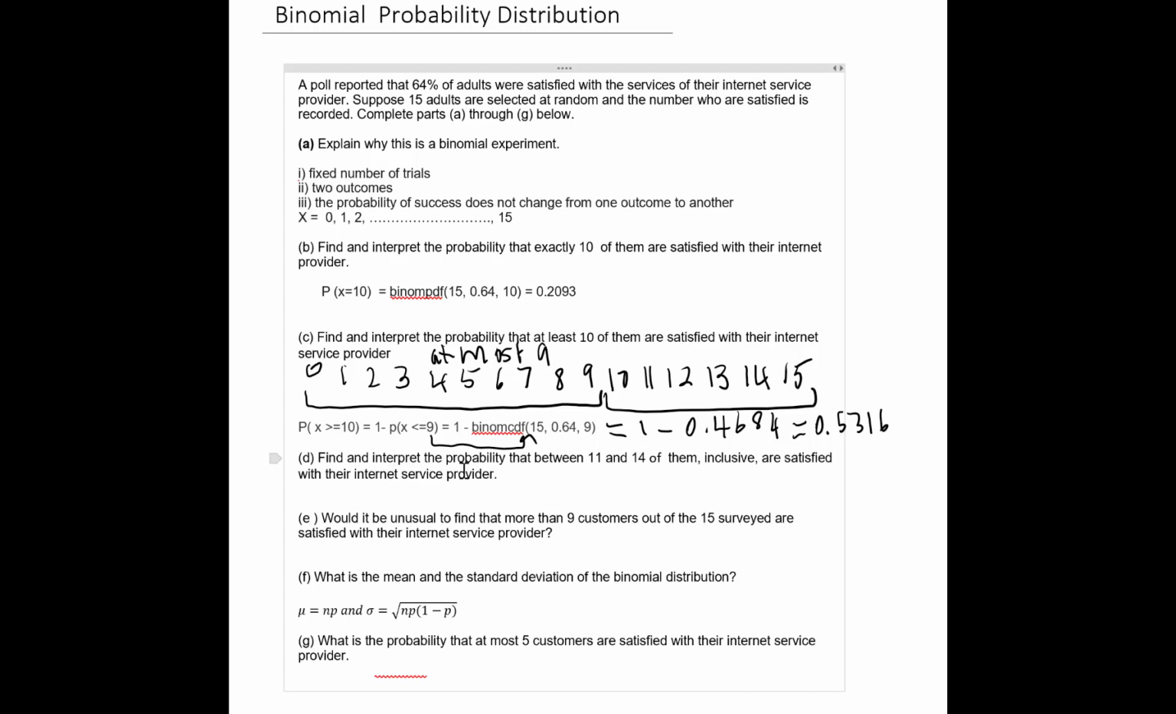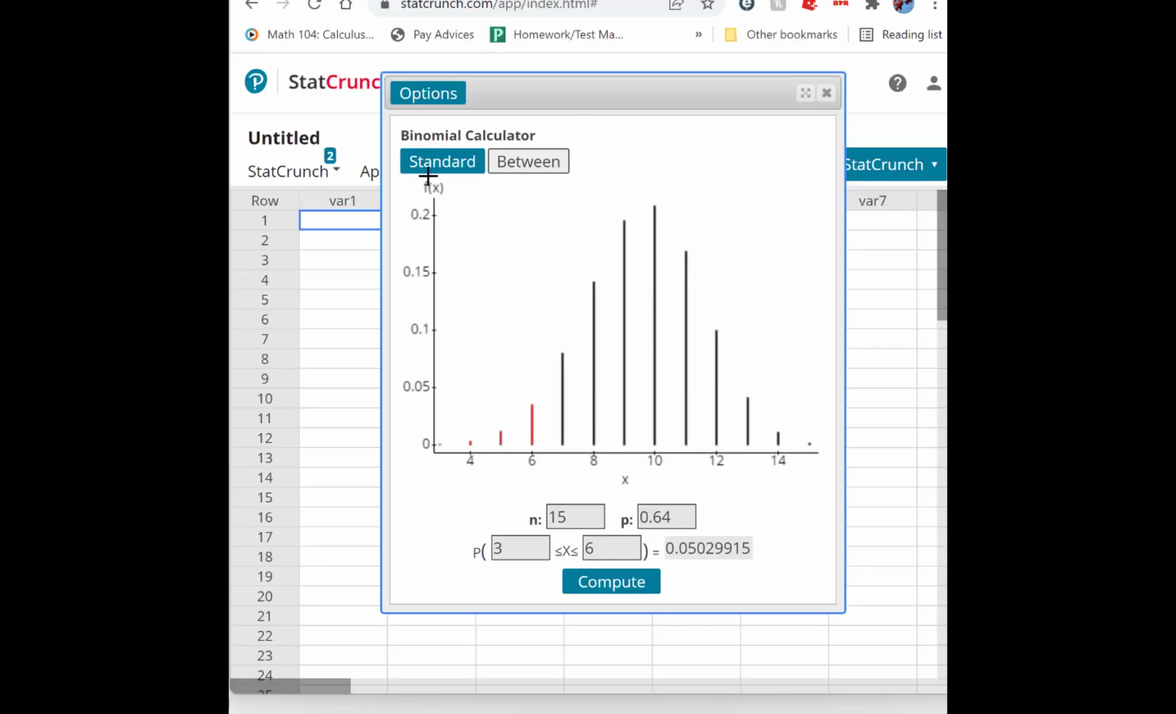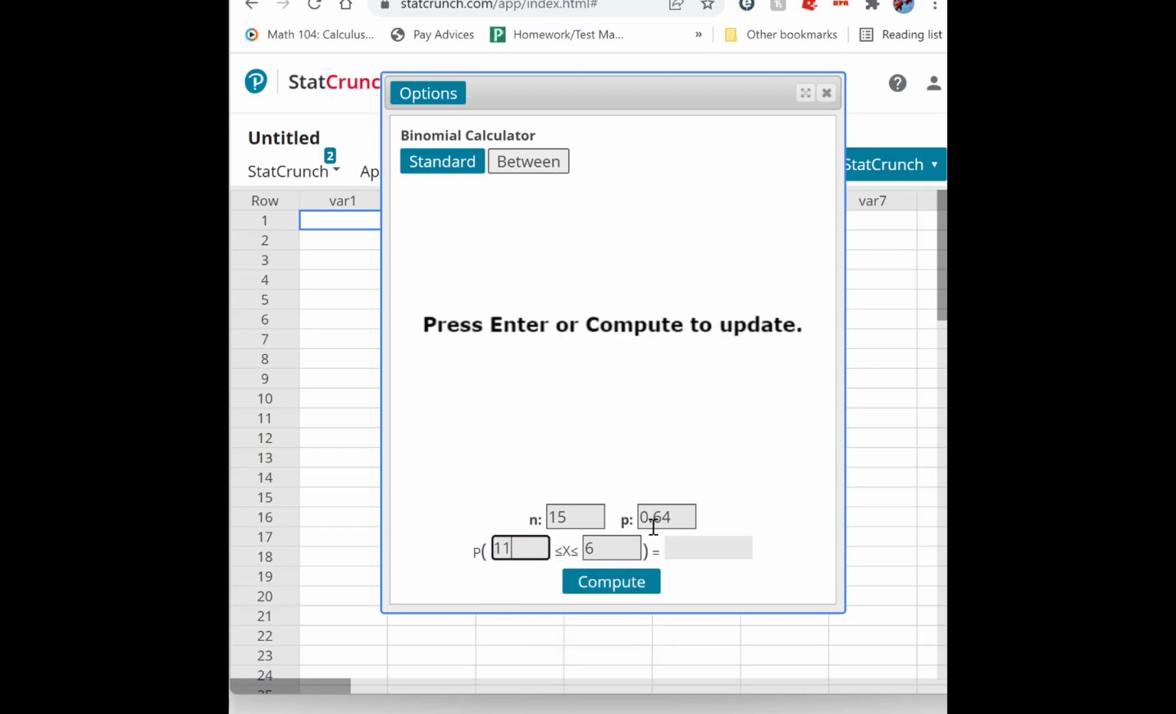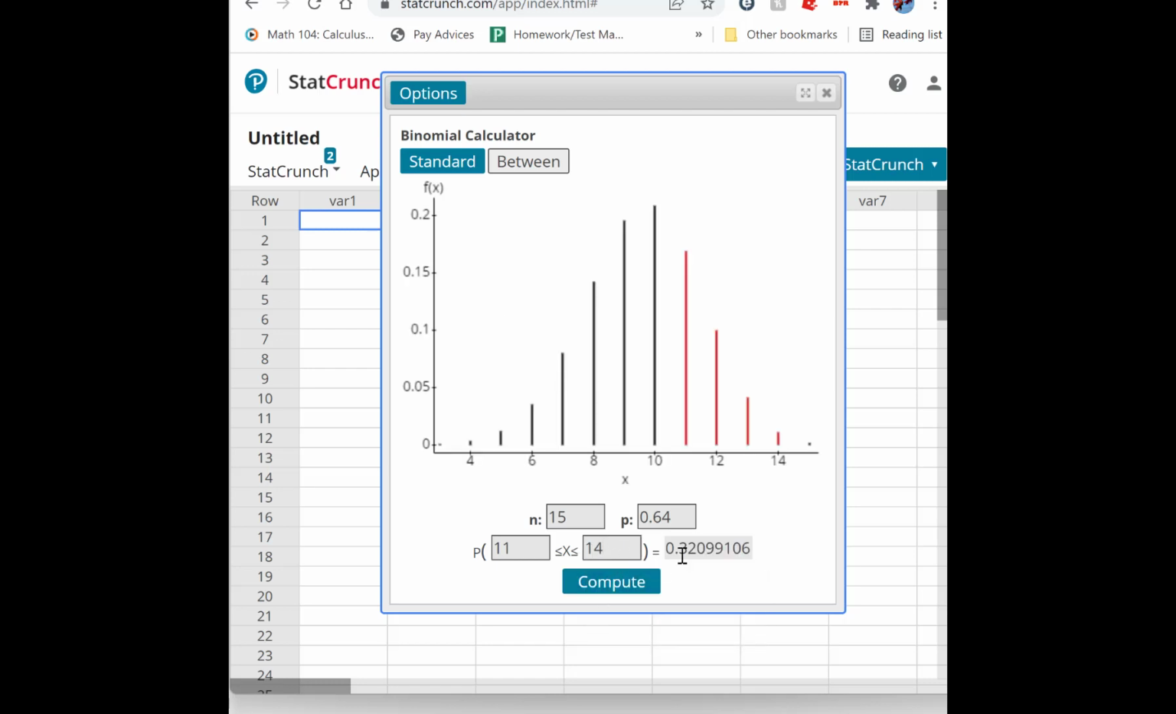Part D. Find and interpret the probability that between 11 and 14 of them inclusive are satisfied with the internet service provider. So between 11 and 14 inclusive means 11 or 12 or 13 or 14. You can do, guys, probability of X equal 11 using binomial PDF, then do 12, then do 13, then do 14 and add them up if you use your calculator. But if you use StatCrunch, let me show you how to. Okay, here's the binomial calculator. I use in between here, and I put 11, and I put 14, and let the calculator do it, and that's the answer.